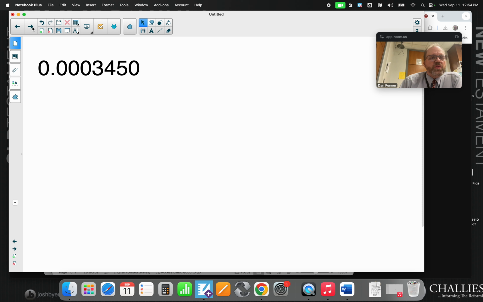All right, let's try going the opposite way. This time I give you 0.0003450. Base number, 3.450. Now, how many places do we move it? We moved from here to here: 1, 2, 3, 4. So it's going to be times 10 to the minus 4th. This 0 here remains because it's significant.